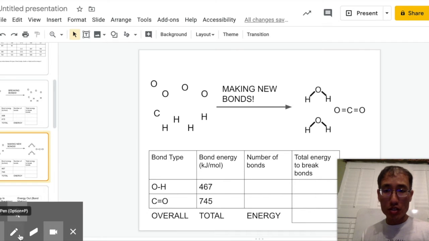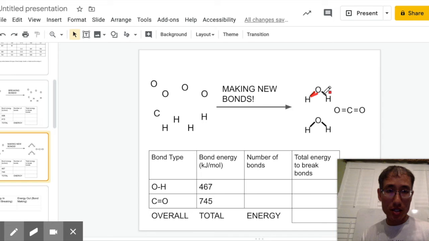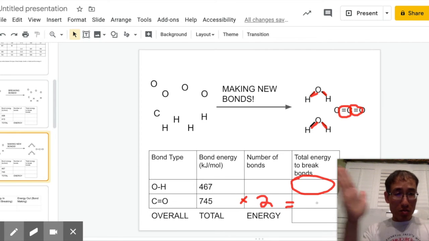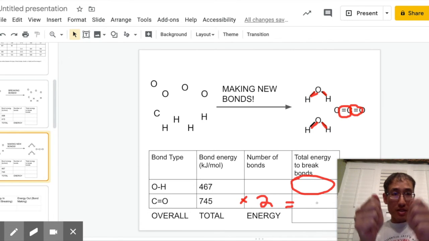So when we make these new bonds like this, so we have this bond here, and this bond, and this bond, you take that, add them up here, and then you multiply them out, and you get this number here, okay? For carbon and oxygen, this is one bond. Okay, so this is one bond. So this is actually going to be 2 on here. And you multiply that out, and then you get that. That is the energy.